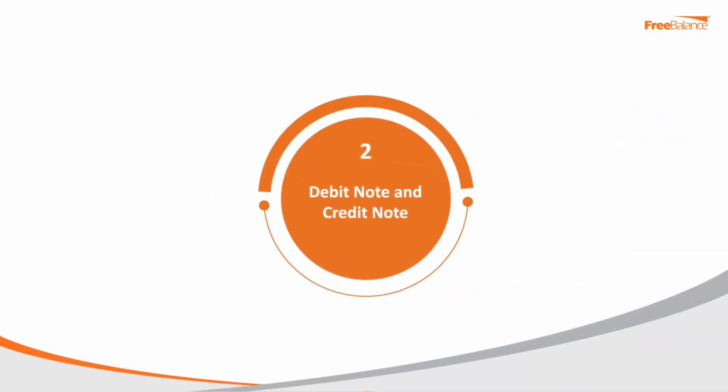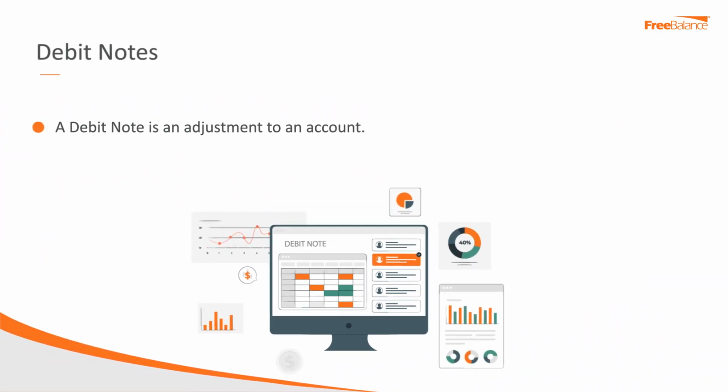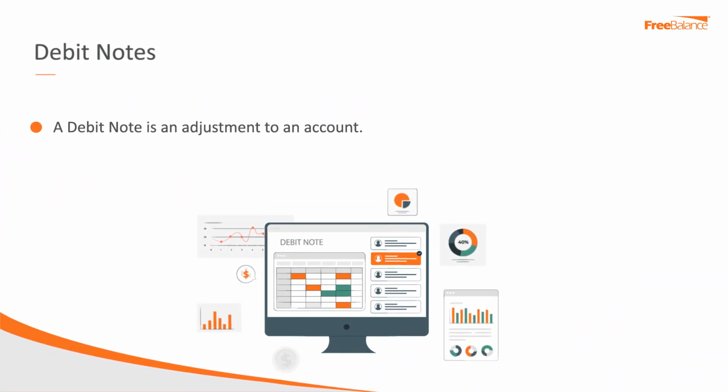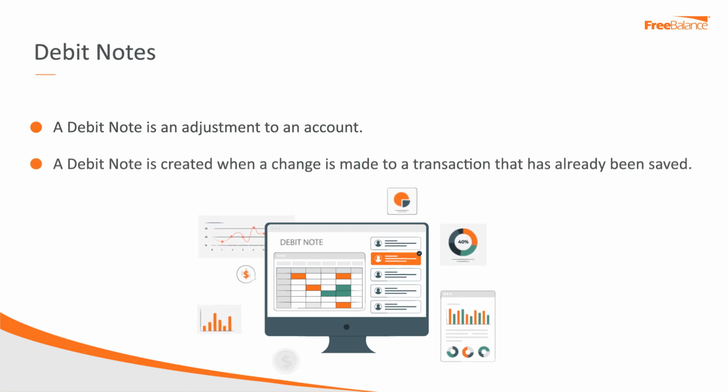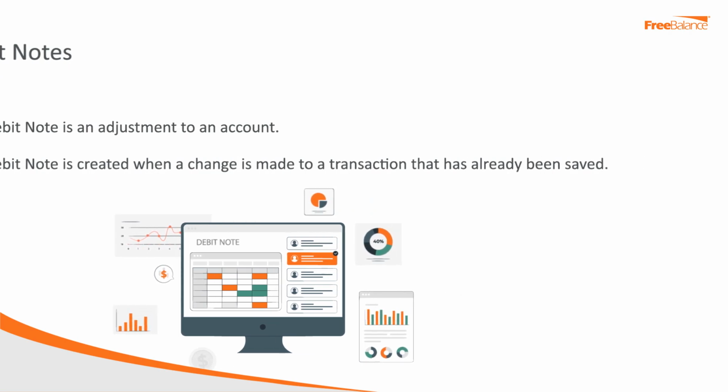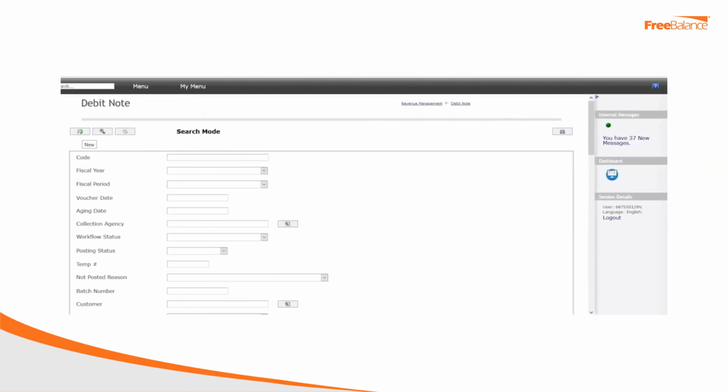Let's understand the concept of debit notes and credit notes. A debit note is an adjustment to an account. A debit note is created when a change is made to a transaction that has already been saved. We are going to start with a debit note.